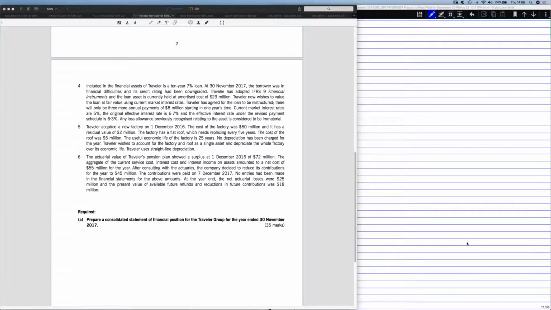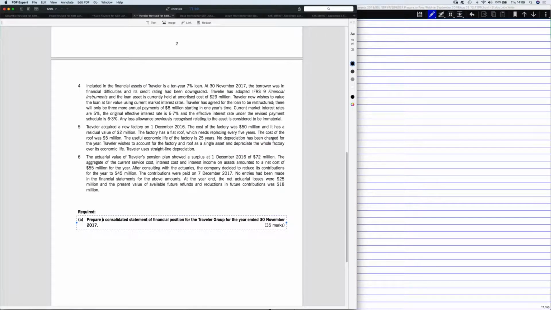Okay, now what I'm going to do, everybody, is this. I'm going to go into this question and put it on the edit mode, and bear with me please, because I've just got to go to my laptop, so the sound's going to go for a little bit. See what you think about this. Discuss with suitable calculations how the consolidated statement of financial position for the traveler group should be prepared.